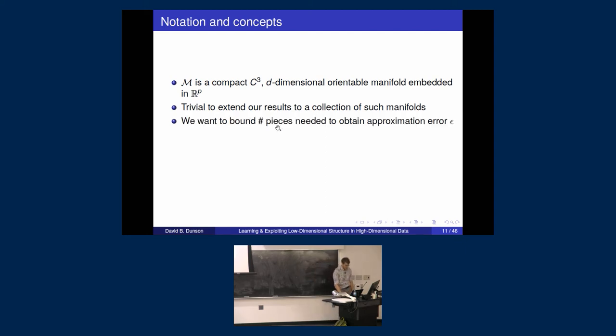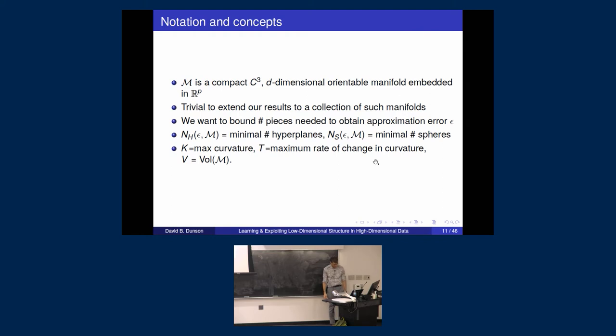So we want to bound the number of pieces needed to obtain a given approximation error. Let's say that I actually know the manifold, and God comes in and perfectly puts the pieces in. How many pieces do I need to get within epsilon approximation error of that manifold? That's the game. So we want some sort of covering number. N_H(epsilon, M) is the minimal number of planes we would need to get within epsilon error of manifold M. N_S(epsilon, M) is the minimal number of spheres we need. And our conjecture is that there's going to be a lot fewer spheres for many manifolds. It ends up being pretty simple and neat, the theory.